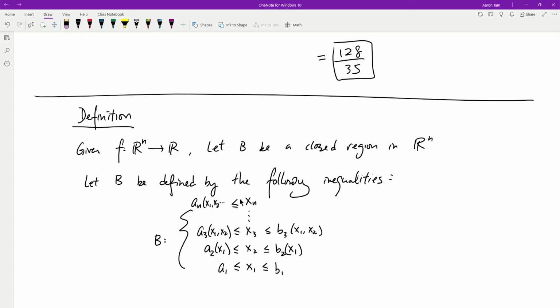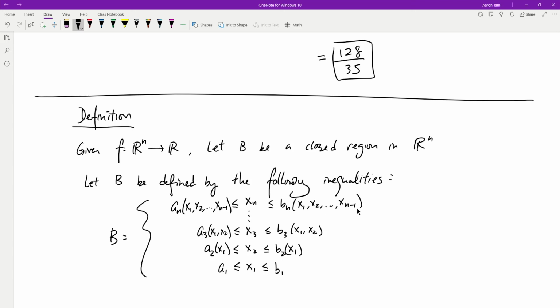Let's see if I can squeeze this in. Oh, you know what? I'm going to just make more room. I don't want to squeeze it in. a sub n of x1, x2, to x sub n minus 1, to b sub n of x1, x2, to x sub n minus 1. So that's how the set of inequalities works.